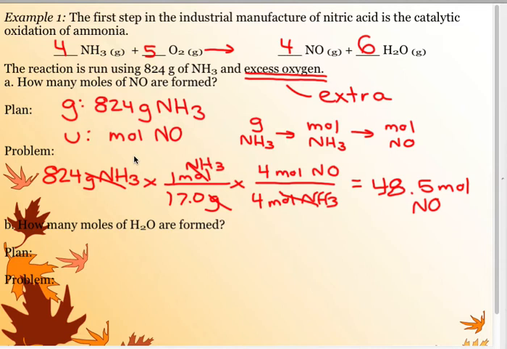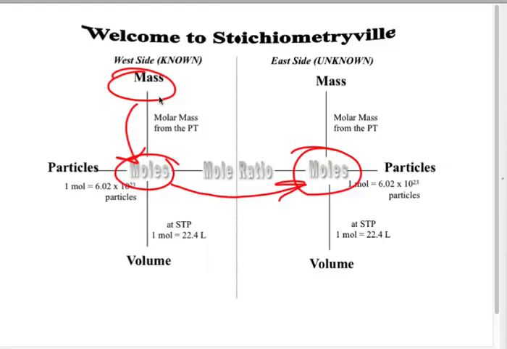And we're going to do part A. And like I said, I would suggest you doing part B to make sure you're okay with it. But we want to know how many moles of nitrogen monoxide are formed. So again, our given is 824 grams of ammonia. Our unknown is the moles of NO, and that's what they're asking us. So we're going to have a 2-step problem. We're going to start in grams, go to moles, and then go from moles of ammonia to moles of nitrogen monoxide. So if you look back at stoichiometryville, first thing we need to do is get the molar mass from the known thing or the given, and then we're going to do our mole ratio.